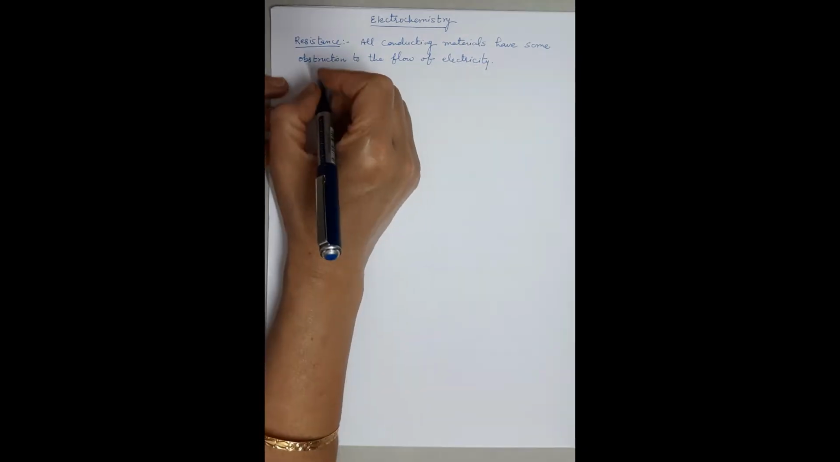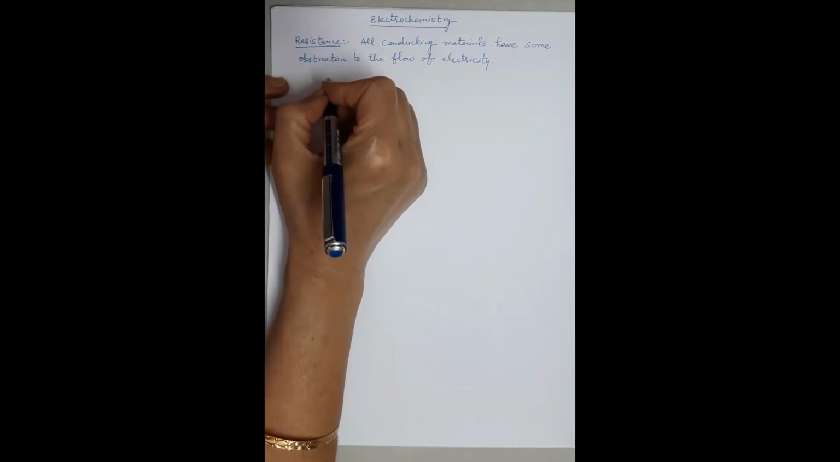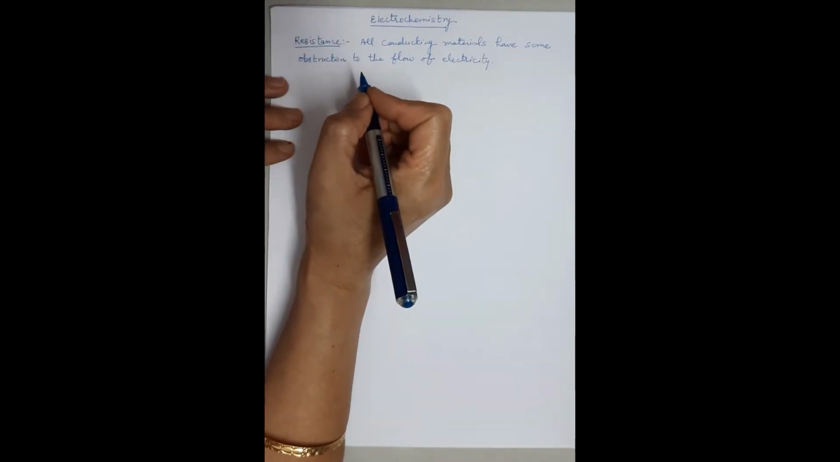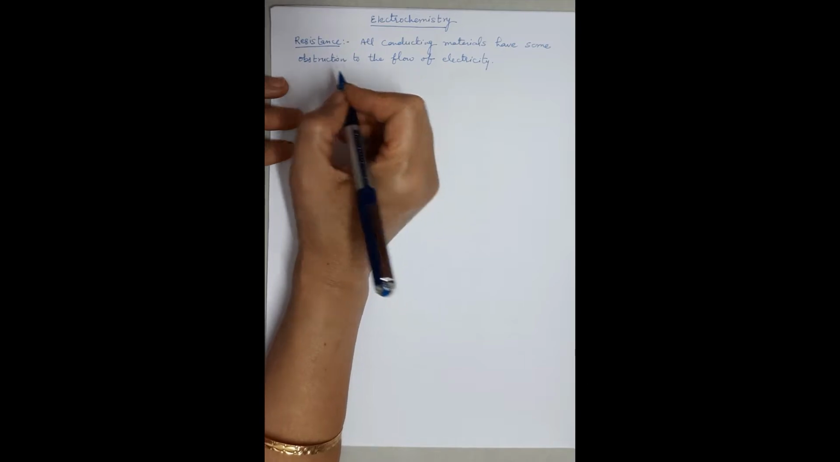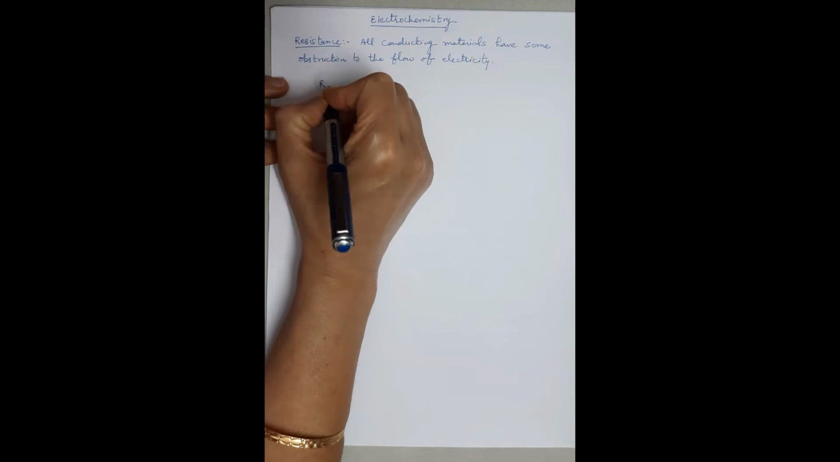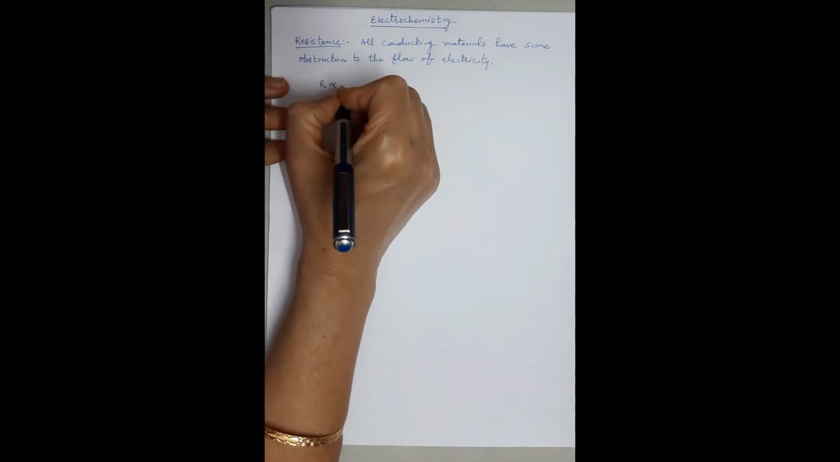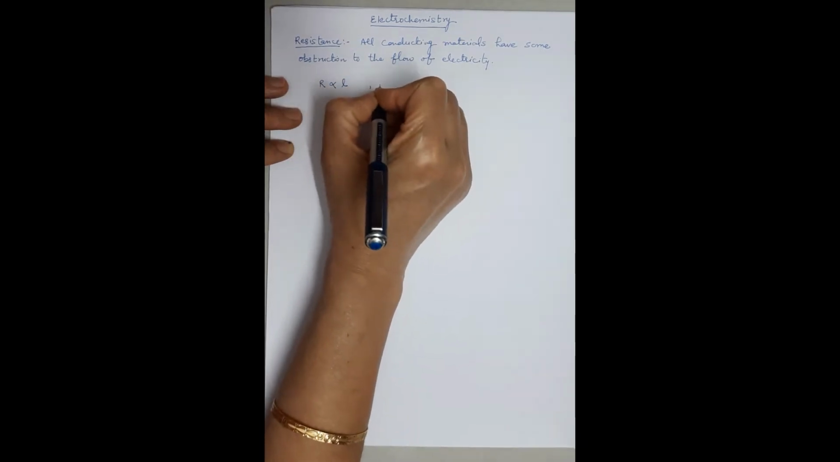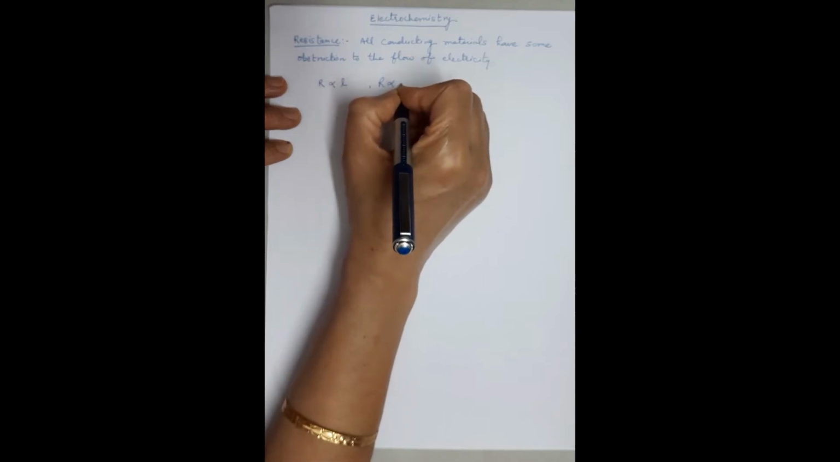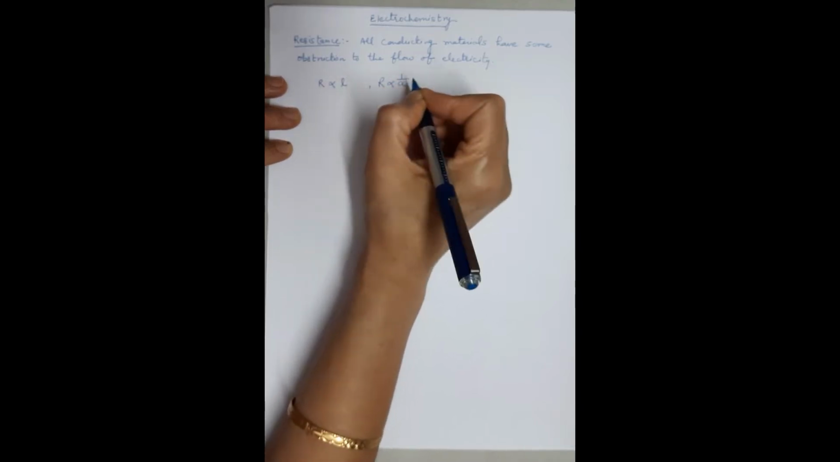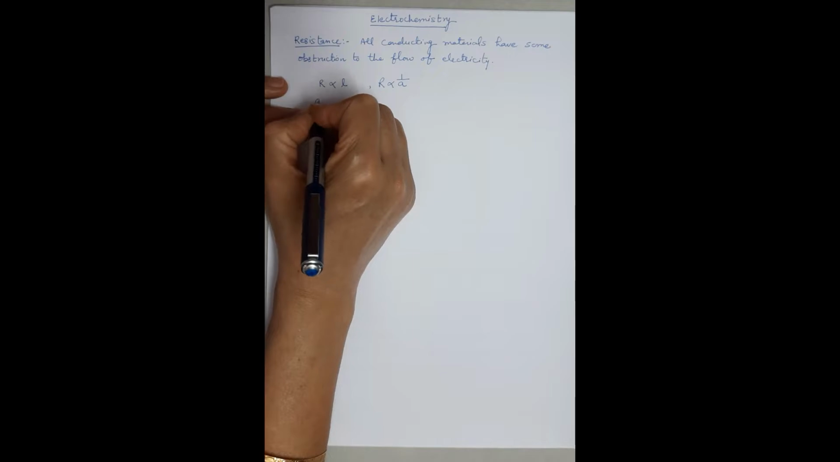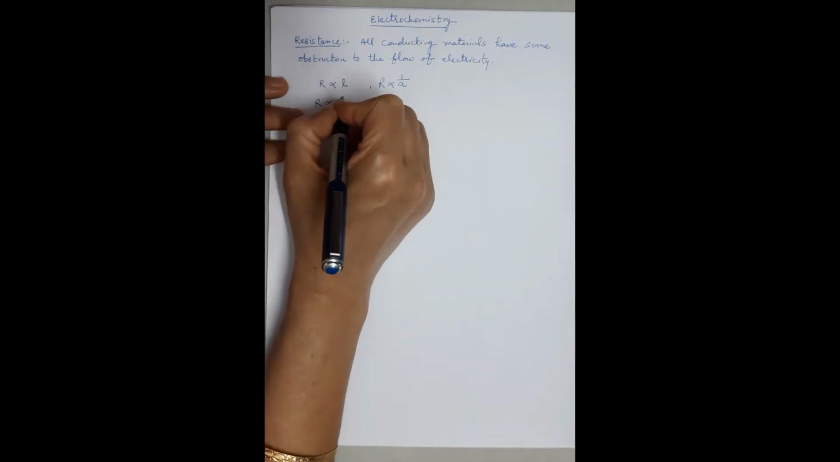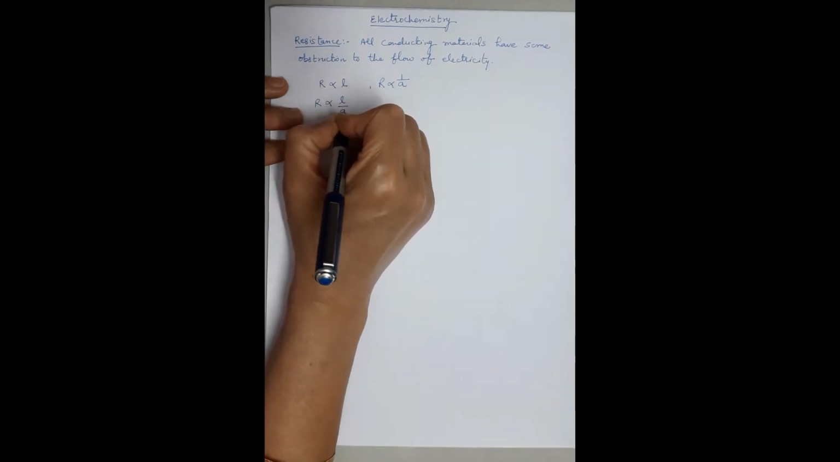We have already done in physics that the resistance of any conductor is directly proportional to the length of the conductor and inversely proportional to its area of cross section. So mathematically it is written as resistance is directly proportional to length and inversely proportional to area of cross section. So I can write R is proportional to L by A.